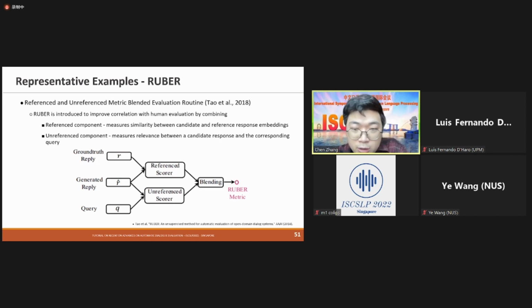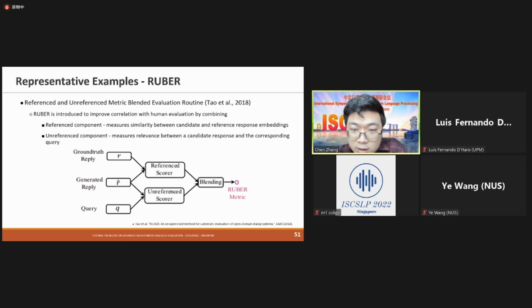So the reference component just relies on the computation of cosine similarity of sentence embeddings between the ground truth response and the generated response. It just measures the adequacy of the generated response. So it's kind of similar to what Luis mentioned previously.